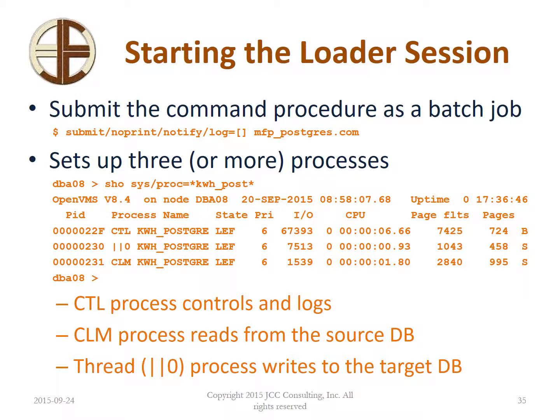So I have a command procedure that sets up some things, starts up the LogMiner Loader with some configuration files, and I set this all to work by submitting it to a batch queue. When I have everything working, there will be 3 or more processes. In the command procedure, I set the loader session name to kwh_Postgres. And so I have a CTL process, which is the control process, a CLM process that's reading from the source database, and then in this case I have one thread process that is writing to the target database. And I'll come back to the concept of threads later on.